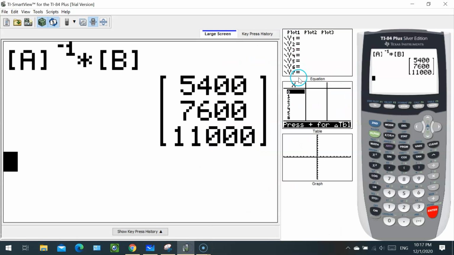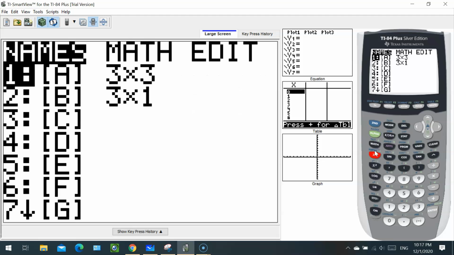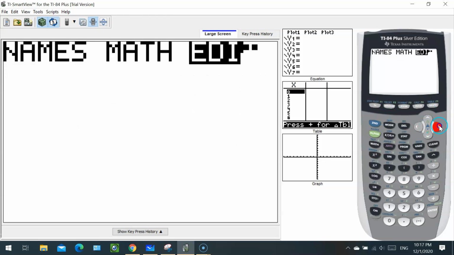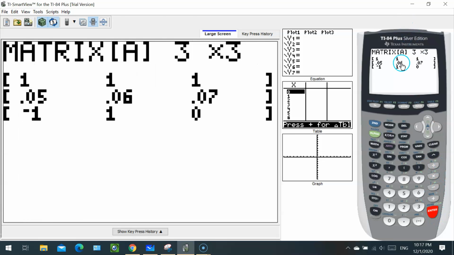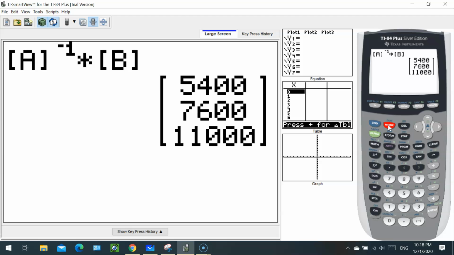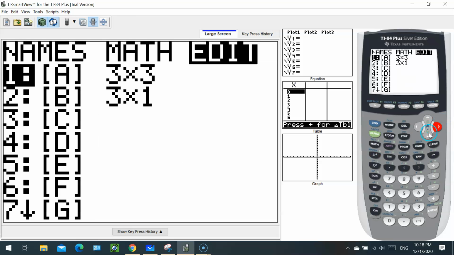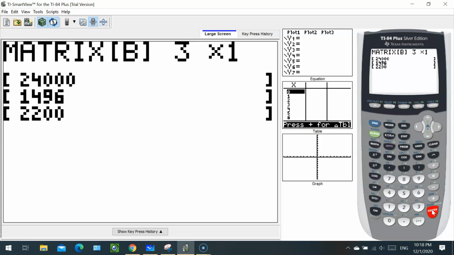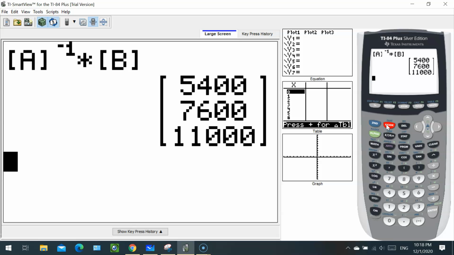Now I'm going to use the calculator to solve this question. First I need to create matrix A and B. I go to second matrix, go to edit, create a matrix A that is 3 by 3, and fill in the numbers from the left hand side of the equal sign. Click second quit to go back to the front page, then second matrix again, go to edit, create a matrix B that is 3 by 1, and fill in the three right hand side numbers. Click second quit, go back to the front page.